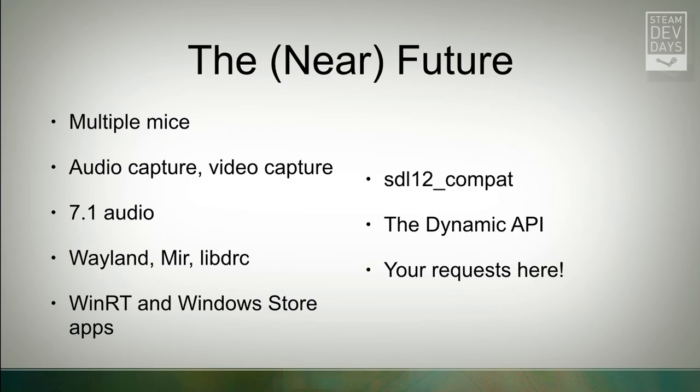It will be eventually. Audio capture and video capture, so you can read from a webcam or read from a microphone and do interesting things like that. That'll be a new API, it's not in there. 7.1 audio is coming soon. That just hasn't been hooked up. You don't need to change anything about your code except that you can then use it if you want to by changing just some values when you open the audio device. Wayland support is actually already in Mercurial. It hasn't shipped yet. Mir is coming very, very soon.